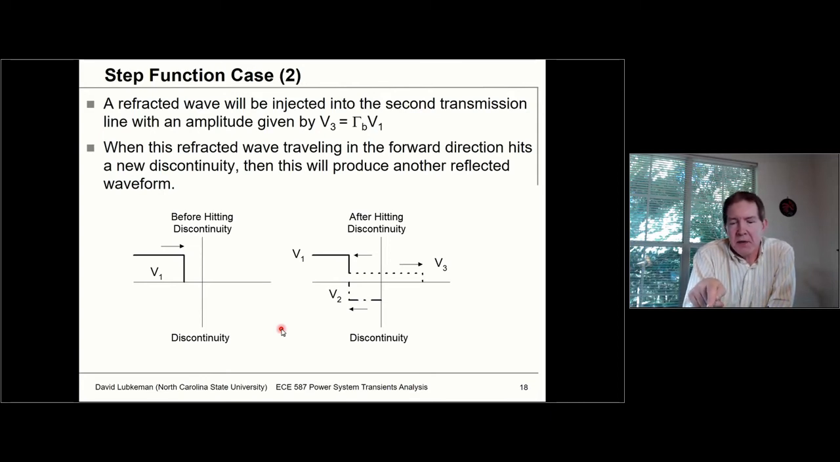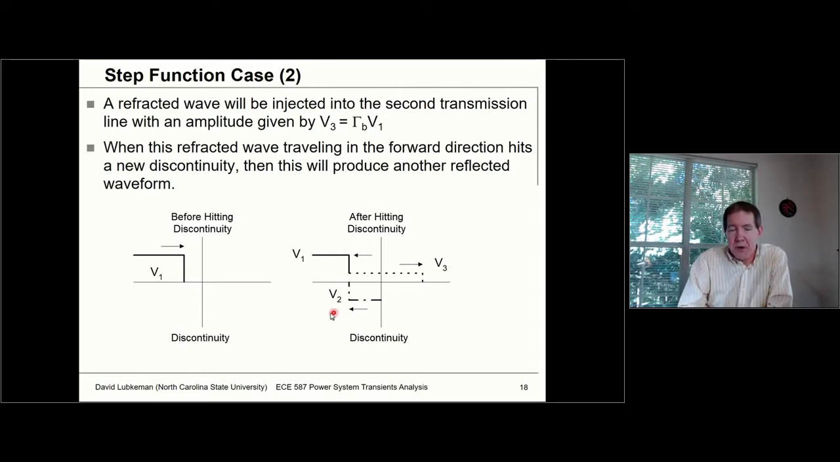And when V3 gets to the end of line section B, it's going to hit another discontinuity, which is going to cause another reflection. So this really turns into a bookkeeping problem, with these waves bouncing back and forth, because the effect is additive. As the reflections keep happening, we have to keep up with this in a bookkeeping way.